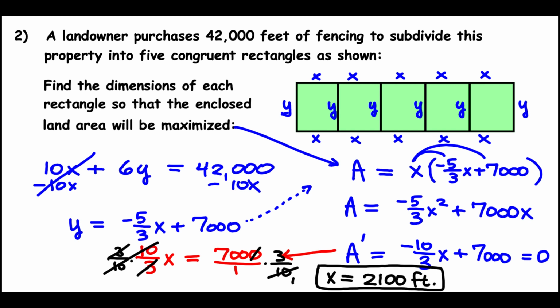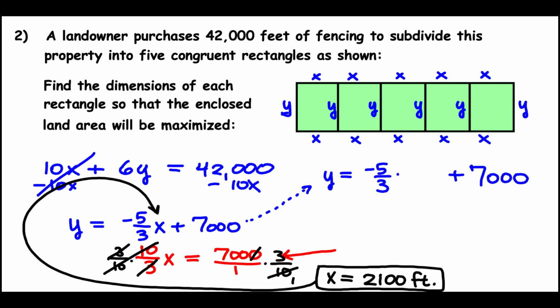Now the y is not 2,100 feet. The y is going to be something else. We'll take the 2,100, dump it into here, multiply it by negative 5/3, add 7,000, and see what that makes. I'm running out of room, so let's create a little bit of space for myself. All right, you put the 2,100 in. Let's make it a fraction. You can cancel that right away with the 3.